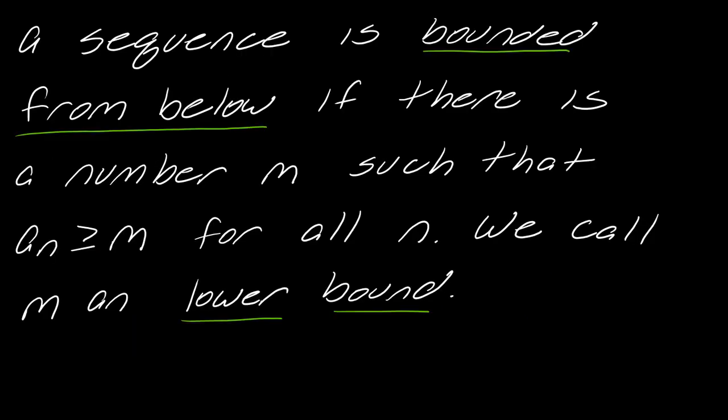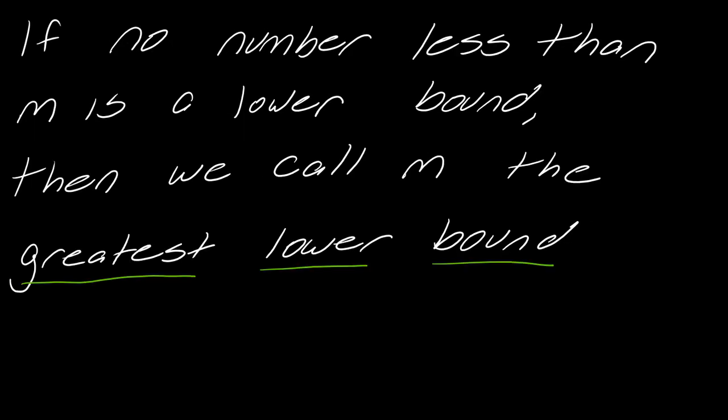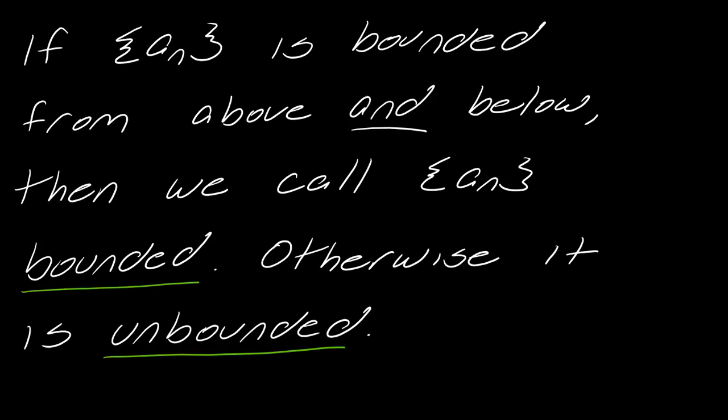Now, analogously, we also have the idea of being bounded from below. So a sequence is bounded from below if there is a number m such that a sub n is greater than or equal to m for all n. So in this case, we call m a lower bound. And so if no number greater than m is a lower bound, then it will be called the greatest lower bound. So it's a very similar idea to the upper bound. So in the event that a sequence is bounded from above and below, then we call that sequence bounded. If a sequence is not bounded, then it is unbounded.